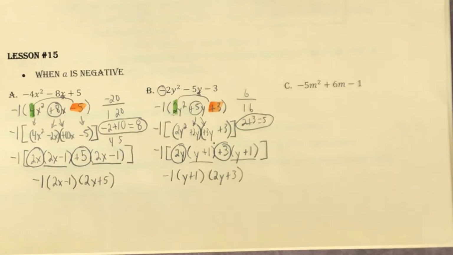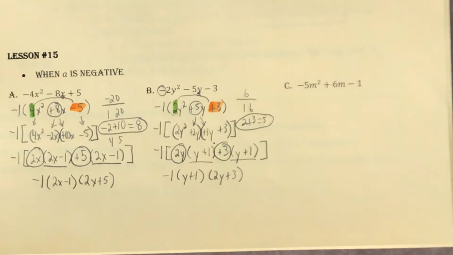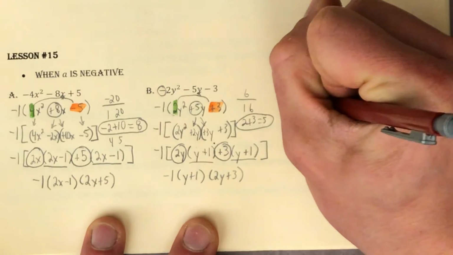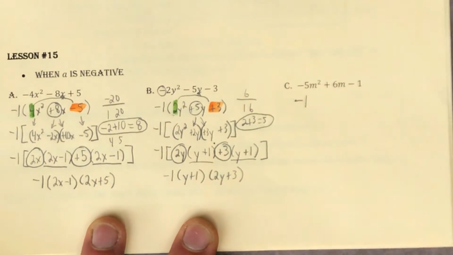So example C, we've got -5m squared plus 6m minus 1. Well, greatest common factor, not an m on every term, so it can't be that. One of my terms is 1, so I know right away there's nothing greater than the number 1. But again, I notice that my lead term has a negative, so I need to factor out a -1. So, broke my pencil, there we go. -1 is my greatest common factor.